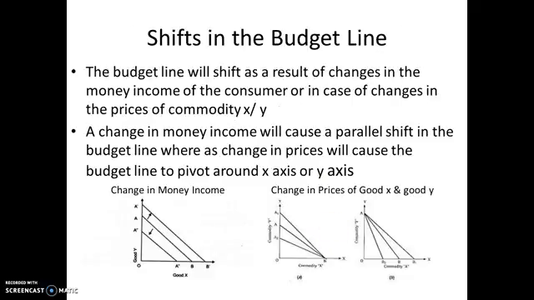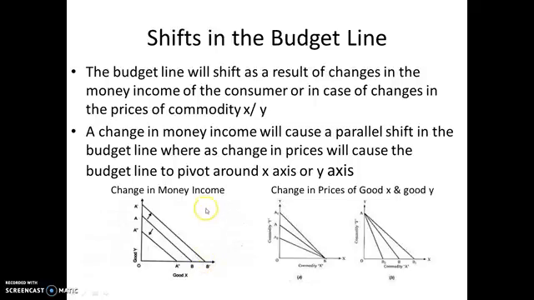Now let us look at the shift in the budget line. What would happen if there was a change in the money income of the consumer, or if there was a change in the price of the goods X and Y? The budget line will shift as a result of changes in the money income of the consumer, or in case of changes in the prices of commodities X and Y.